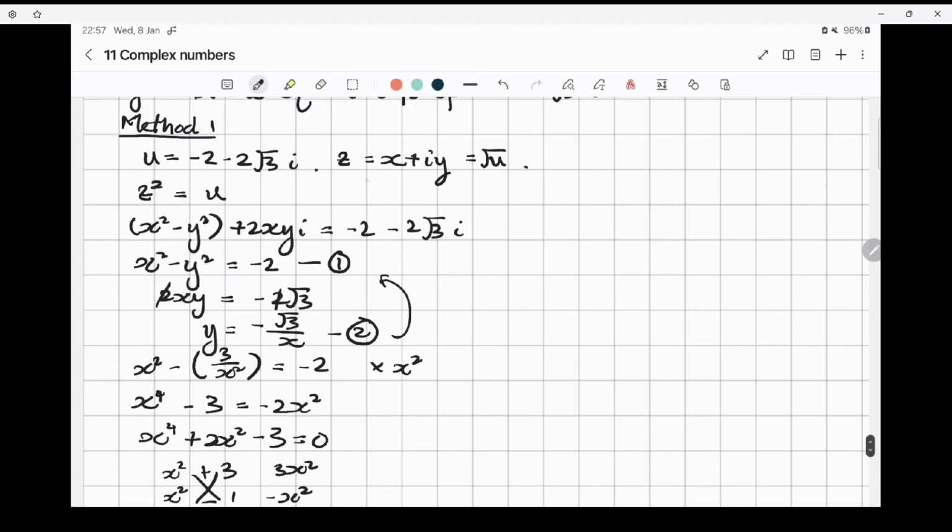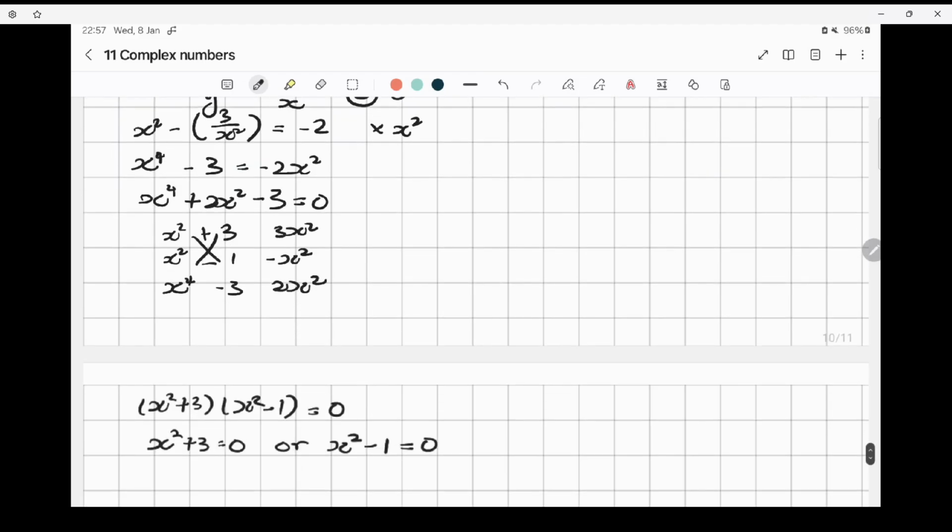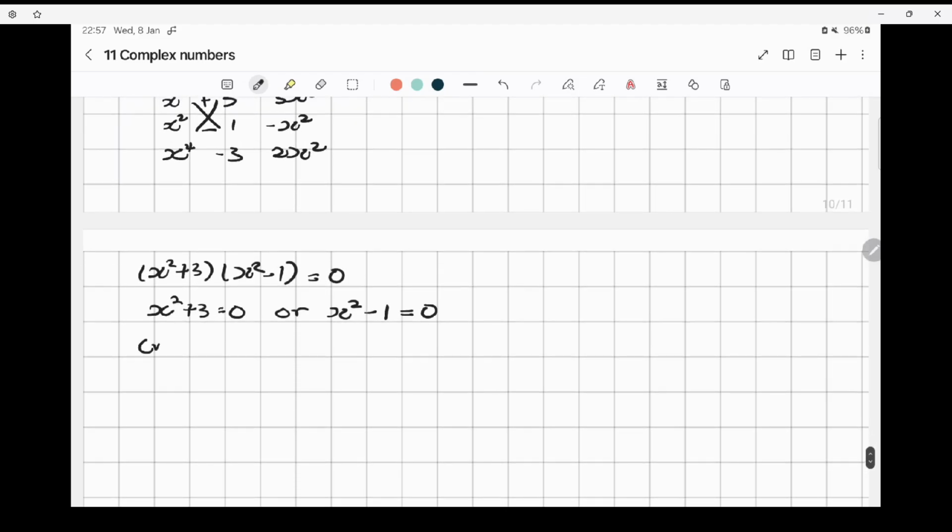So from your definition, z equals x plus iy, x has to be real. y also has to be real. So meaning that you have to reject this part of the solution because this will give you x to be a complex number. So then you can only proceed with the second equation. So x will be equal to plus or minus 1.